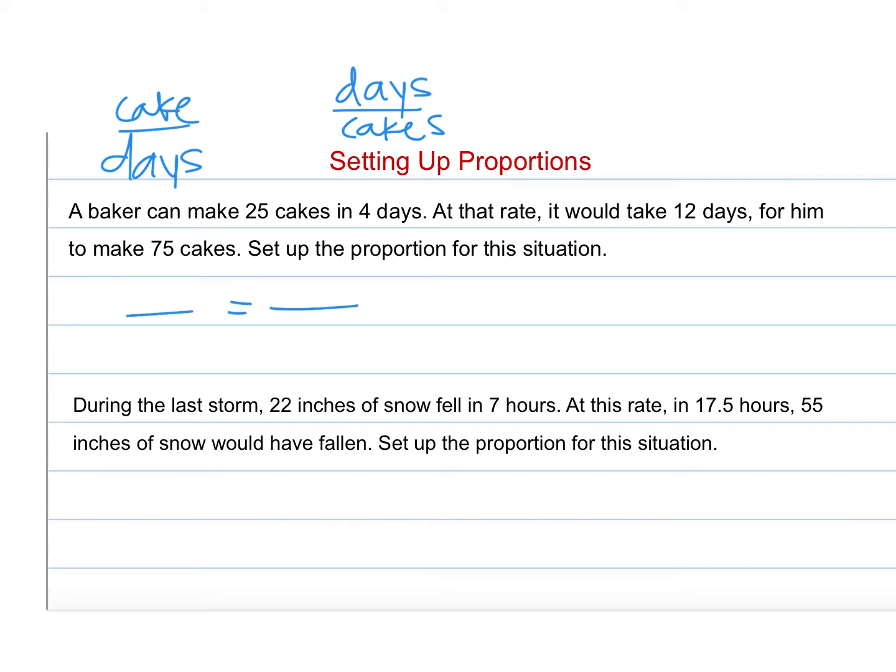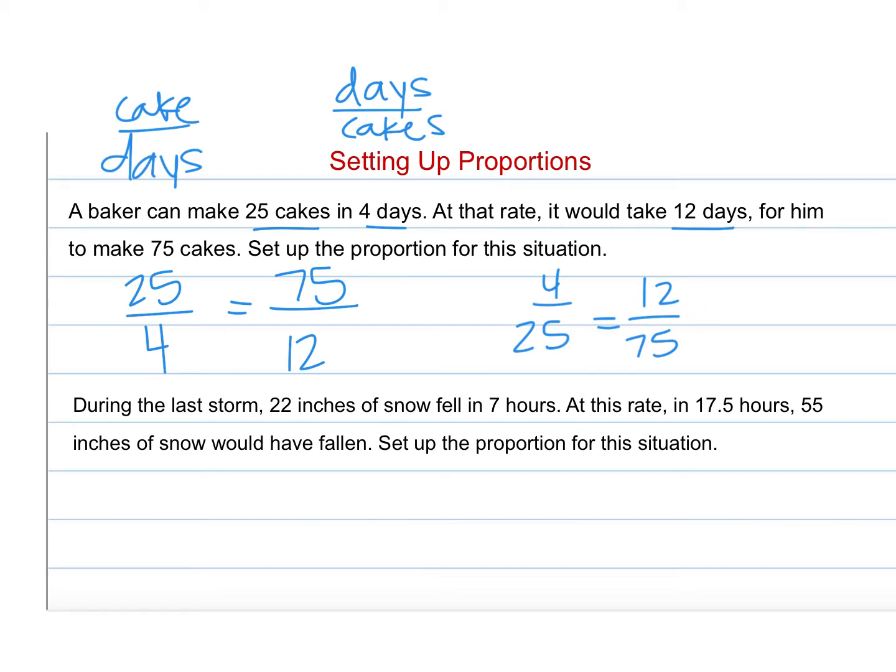I'm going to do cake over days because that's just the order it came up in. So if it takes 25 cakes in 4 days, and then it would take 12 days. So days is on the bottom and cakes was on the top on the other side. So cake is going to stay on the top on that side. Again, you could set it up either way. So we could do 4 days for 25 cakes and 12 days for 75 cakes. But however you set up the one side of the ratio, the other side has to match it.